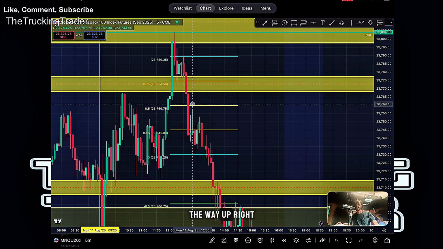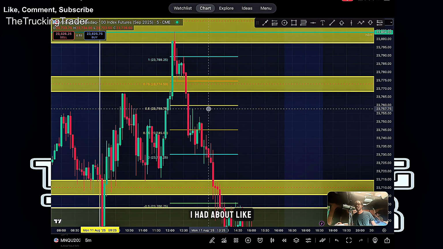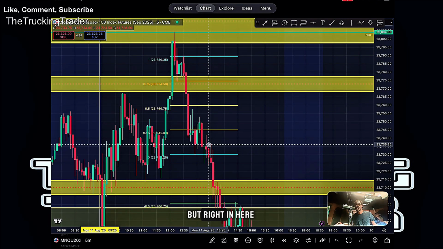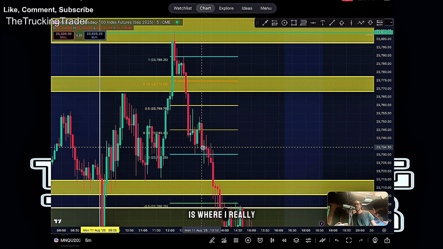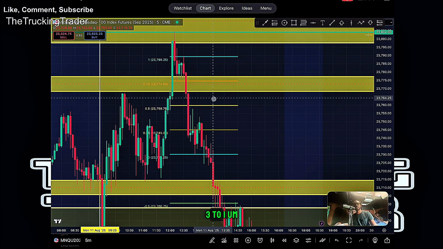I think all the way up right above here, as we were going down, I had about two positions, but right in here is where I really loaded up. My stop loss, I think I had it either inside of this breakaway gap or right on top of this wick right here. So I was risking about $70 per entry and looking to make about $180 per entry, so I almost had a close to 3-to-1.